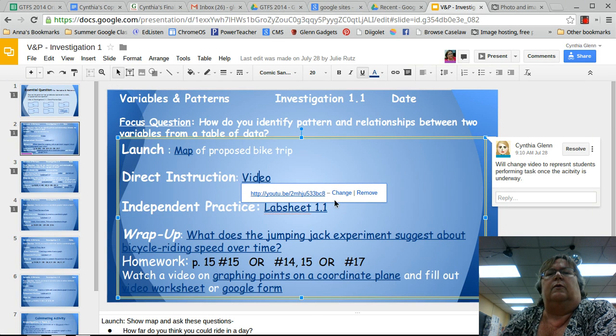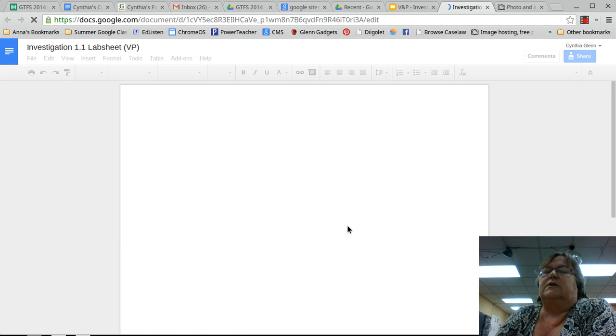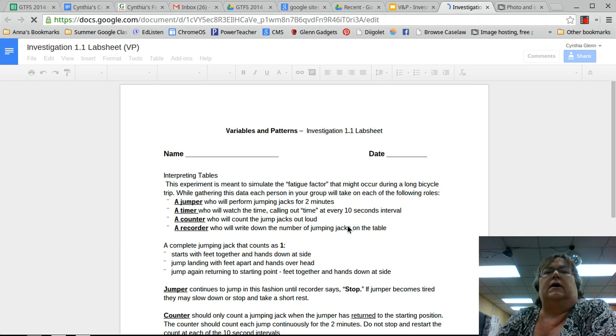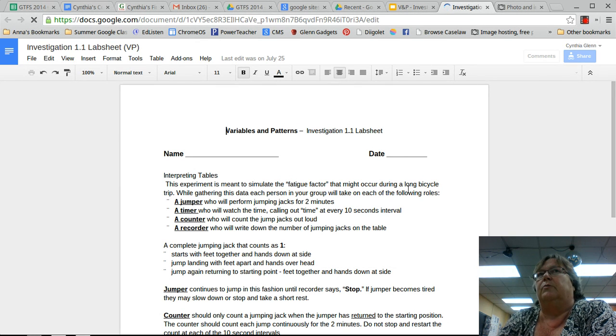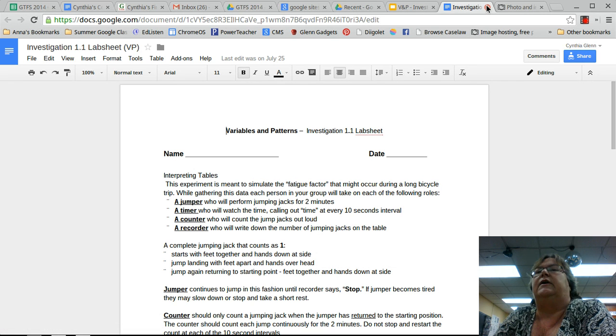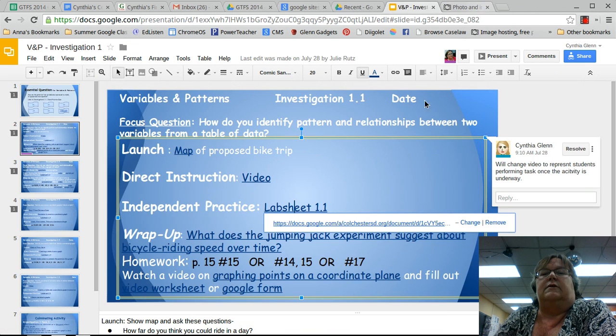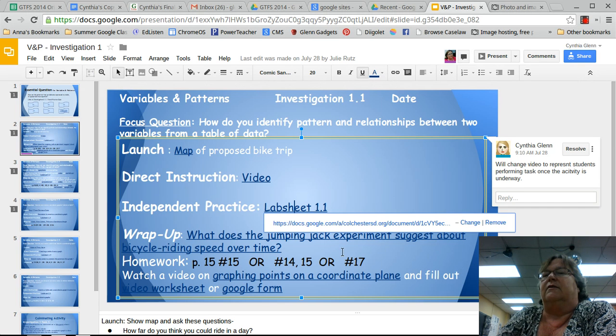And the independent practice includes the lab sheet that the entire class would be using to collect the data from their experiment, as far as how doing jumping jacks changes the number of jumping jacks that they're able to complete over time, to simulate the idea of fatigue that they would have on this bike trip.